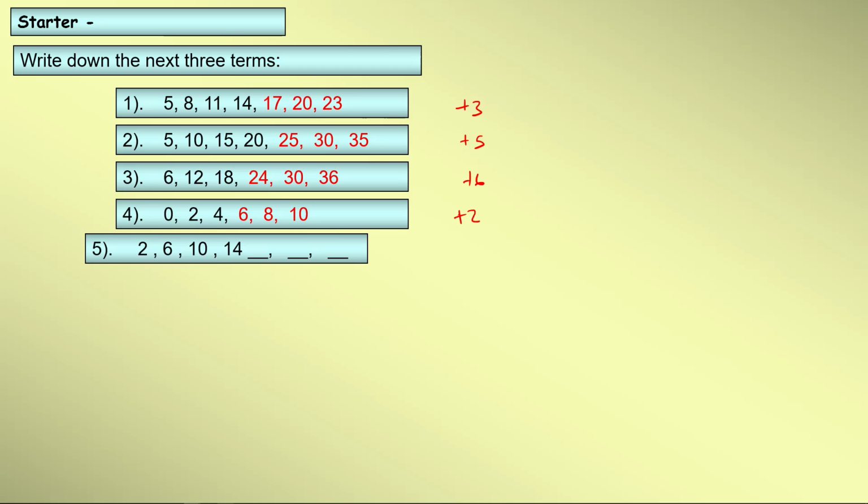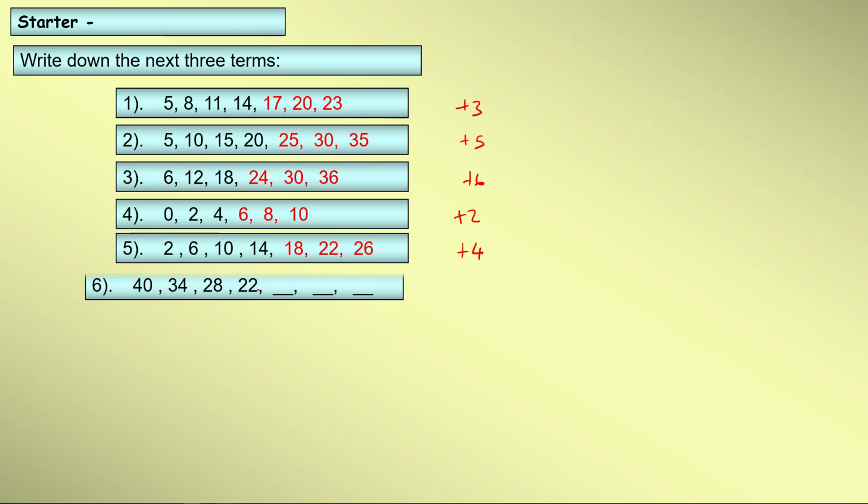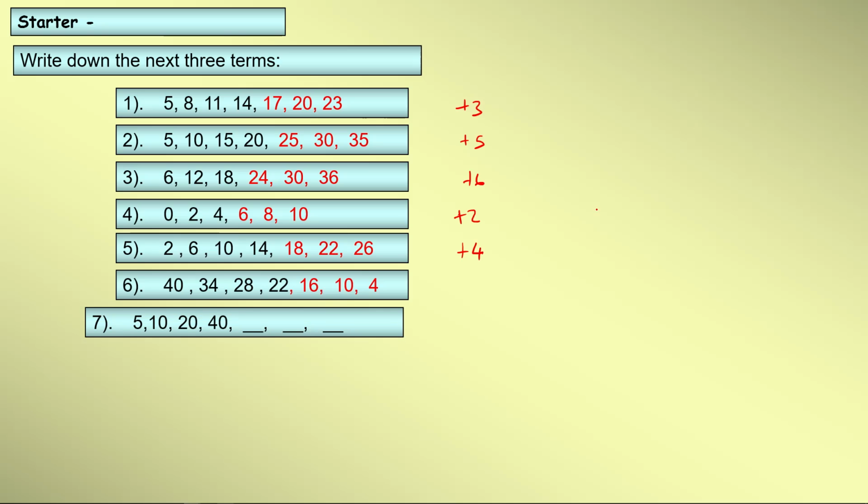Going up in 4s, 2, 6, 10, 14, so we've got 18, 22 and 26, which is 2 removed from the 4 times table, because it's plus 4, it means the 4 times table, but it's 4 minus 2 is 2, then it's 8 minus 2, 12 minus 2, and so on. Okay, this is going down in 6s. So we can write on the side here minus 6 each time.